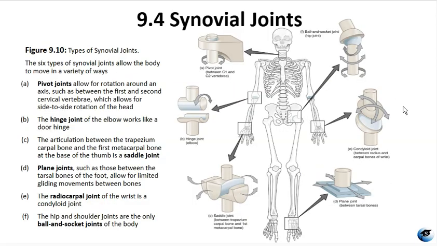Figure 9.10 shows the different synovial joints categorized by their shapes and movements. The proximal radioulnar joint is an example of a pivot joint. Your elbow joint and your knee joint, these are examples of hinge joints. The radiocarpal joint is an example of a condyloid joint. Your first carpometacarpal joint in your thumb, these are both examples of saddle joints. The sacroiliac joint is an example of a plane joint. So the sacroiliac joint can be seen here. It's the plane joint between the tarsal bones in your foot. And then the shoulder and hip joints are examples of ball and socket joints.